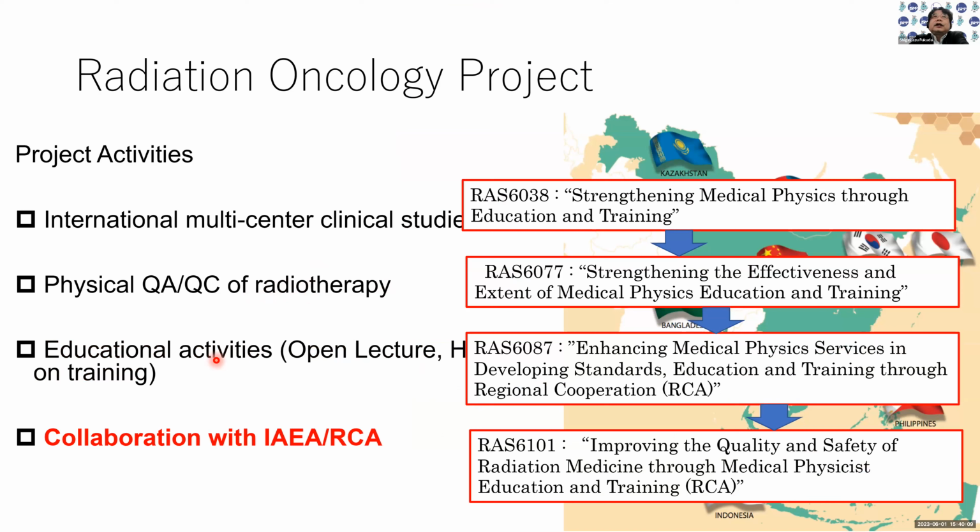So as you know, in the medical physics region, IAEA RCA performs these projects. For example, last 638, medical physics through education and training. And this project will lead to the next project, and the latest project is last 6101, improving the quality and safety of radiation medicine through medical physics education and training, RCA.